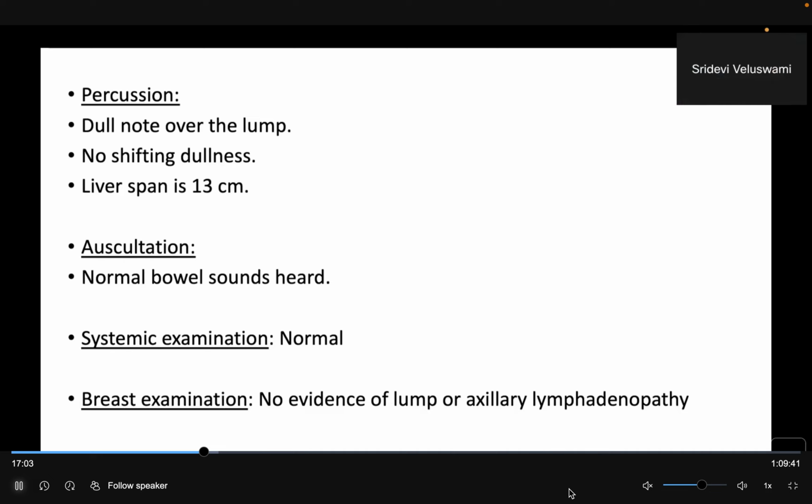Number two, you said the mass is smooth and firm. By firm you mean it's a solid mass or a cystic mass? Did you mention that in the consistency? Firm is consistency, I agree. A cyst can also be firm.